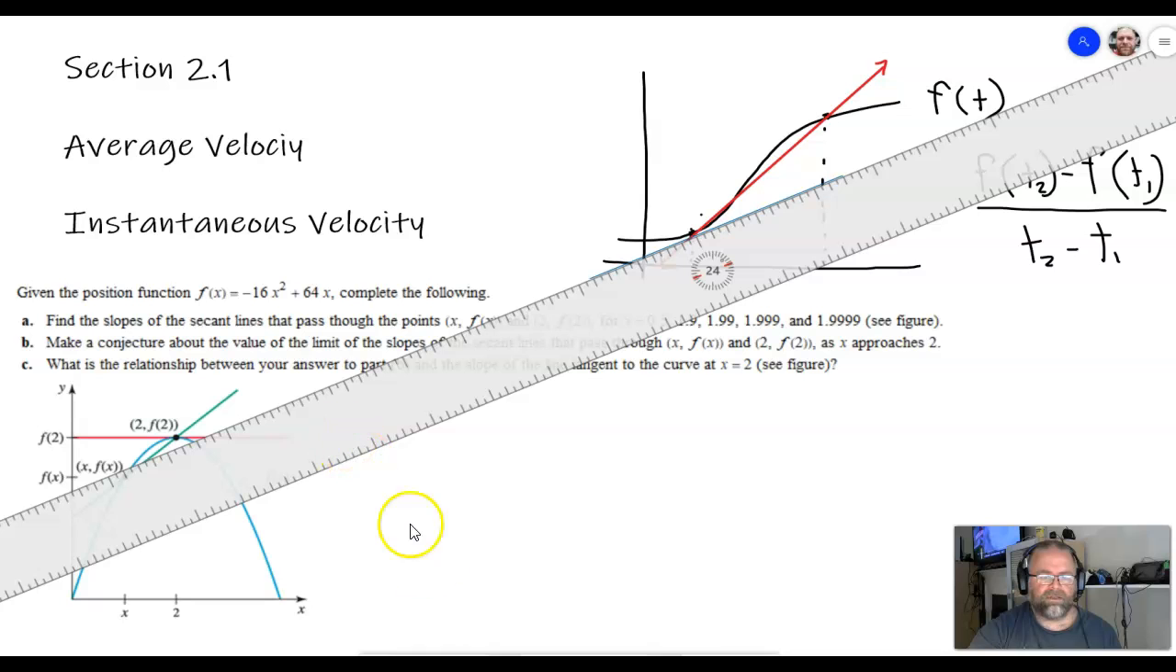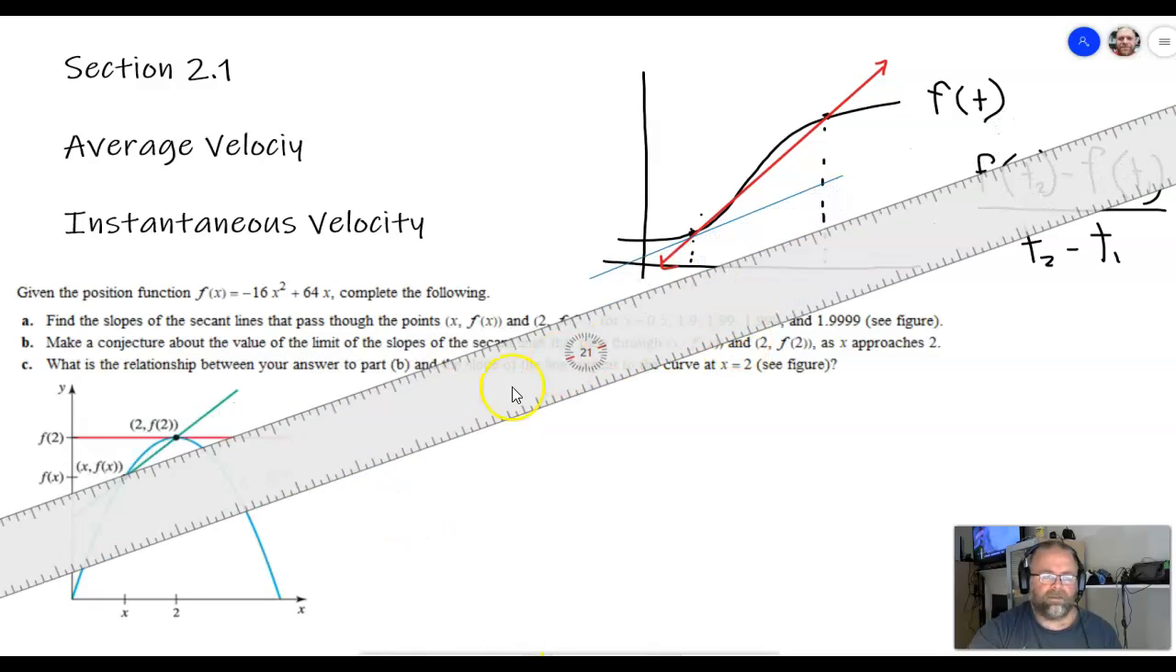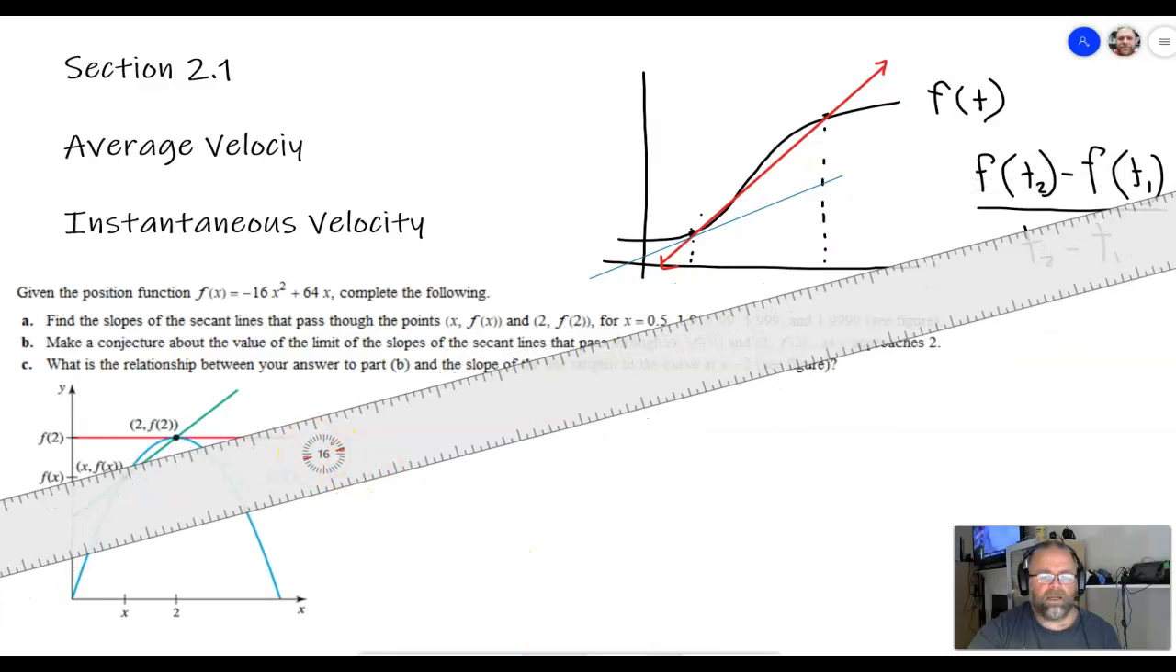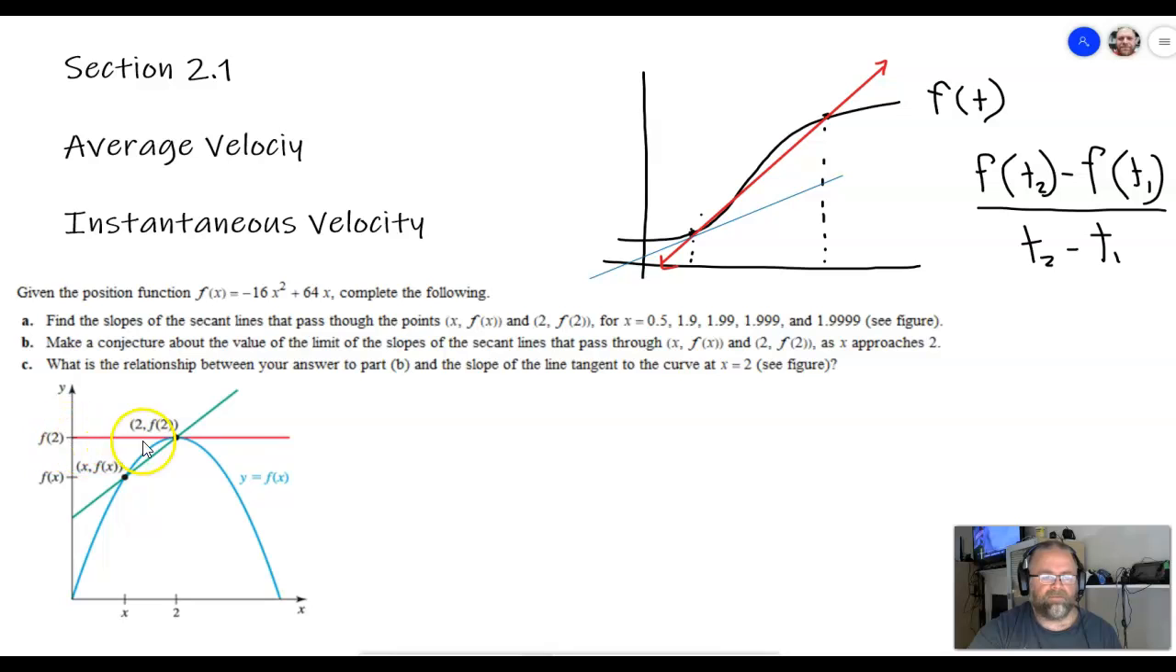Let me change that to a color I am not using. All right. And, oh, they actually already give it to us here, right? So that red line there is the slope that we're looking for. And if we see that slope, remember, slope is rise over run. This looks like a horizontal line, so I'm guessing that the slope of that tangent line is going to be 0, but we're going to find out here.